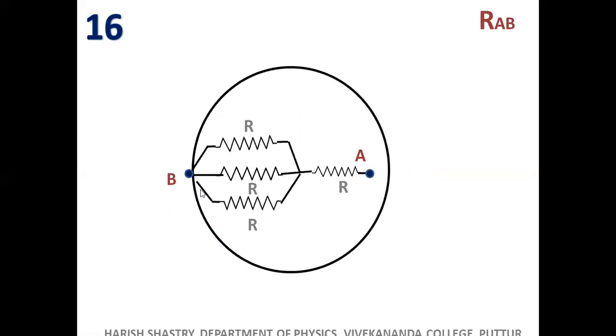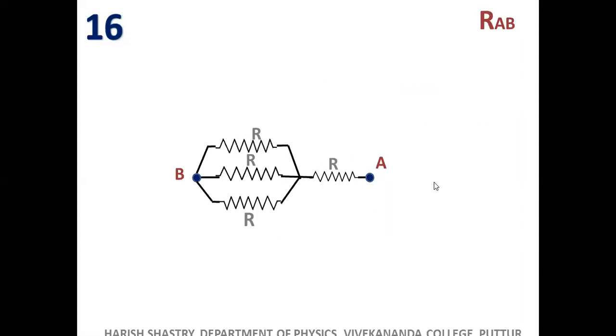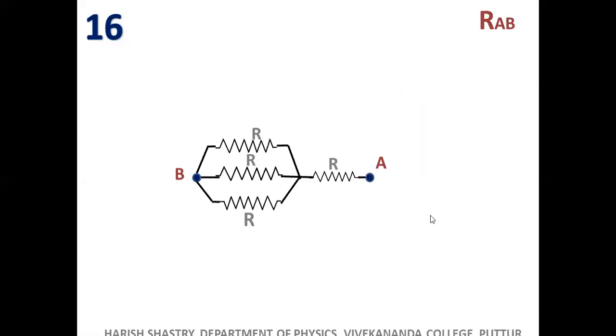Now what is the use of this wire? Again it is a useless wire and I can remove it. It is of no use. Wire may be removed, and even if the wire is here, no problem at all. You can find out the equivalent between A and B. A is not at all connected to this circular wire, so it is only this much, R plus R by 3, because there are three R's in parallel. R plus R by 3.